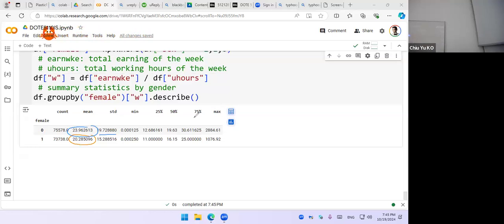And one interesting thing you will see here is that the max is a little bit crazy. Some man is making almost 3,000 US dollars per hour, and the maximum a woman can make is like 1,000 US dollars per hour. But anyway, they are all huge numbers compared to this. Now that we have the data, we can continue our analysis.